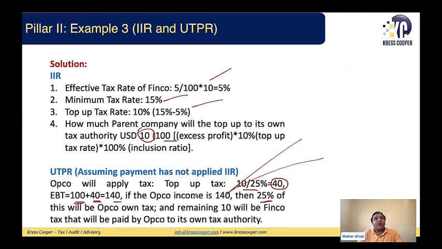We'll look at this again in more detail once we discuss all these techniques. But upfront, while applying UTPR, the undertaxed payment rules, there are two options. The first is a denial of deductions. The second is withholding tax, to make sure 15% is being paid to the tax authorities.